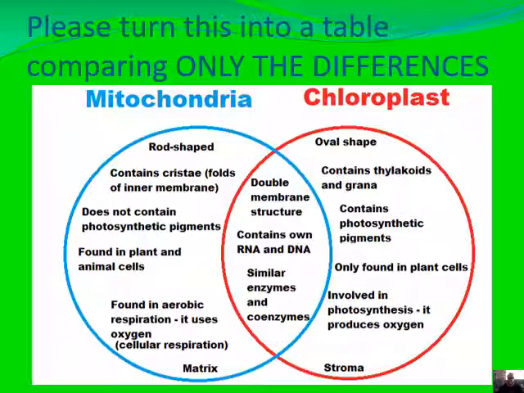And then on the left-hand side, we have found in plant and animal cells, whereas chloroplasts are only in plant cells. Mitochondria found in, I don't want you to write any of that stuff. I just want you to write there cellular respiration, whereas in chloroplast, just write down photosynthesis. Finally, the mitochondria has a matrix, which is the cytoplasm of the mitochondria, and the chloroplast cytoplasm is the stroma.